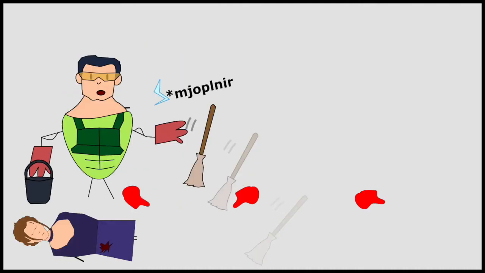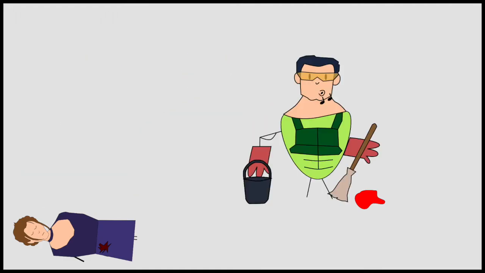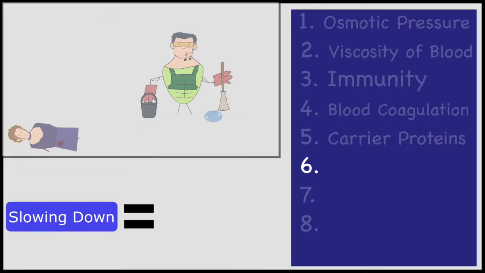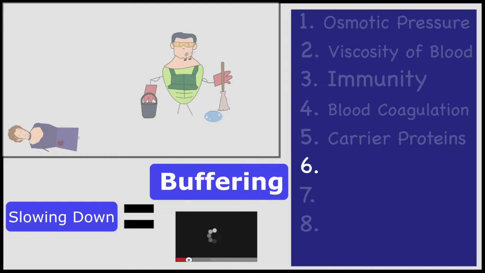The masseuse continues to bleed, and her blood spills all along their path. Hercules the janitor never forgets his duty and clears everything along the way, slowing him down. Slowing down means buffering. Plasma proteins form an important buffering system of the body called protein buffers, which help in acid-base balance of the body.